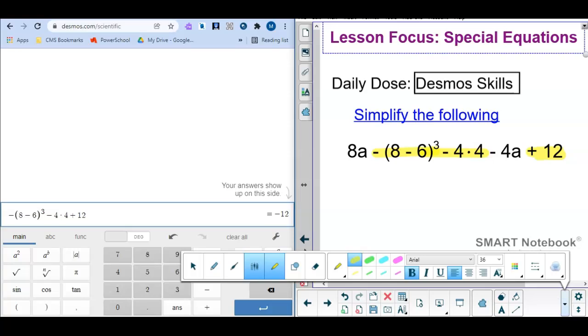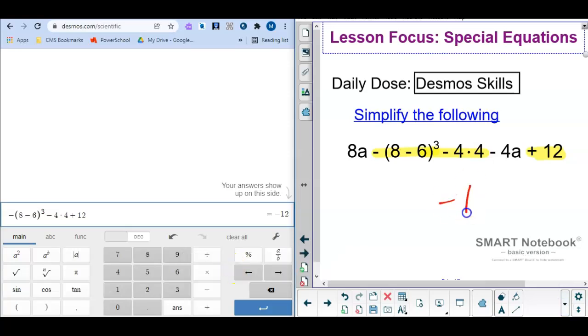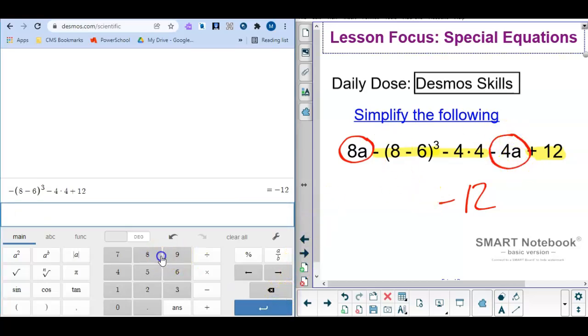So again, I've done all the constant numbers. I know that I have negative 12. And then again, I'm going to circle the part that would go in the calculator separately. I'm going to do 8a minus 4a. 8a minus 4a would be positive 4a. So I could say 4a minus 12 or negative 12 plus 4a. Either of those two answers would be considered acceptable.